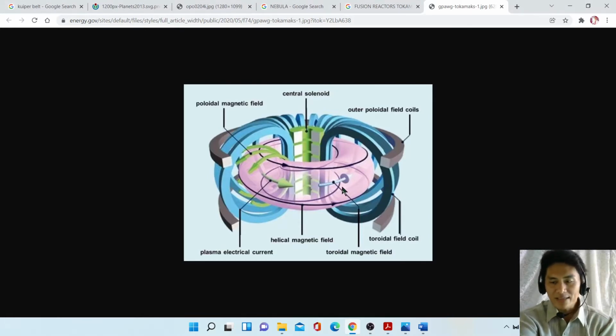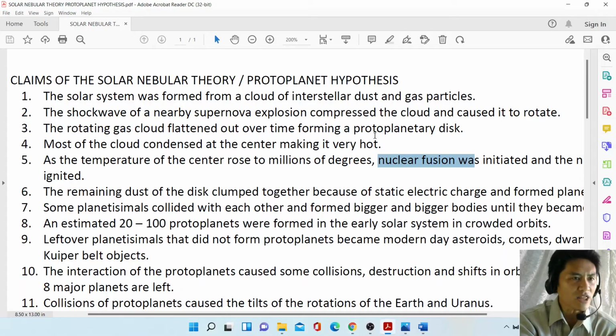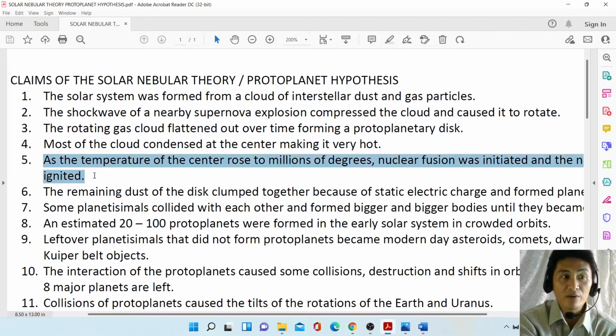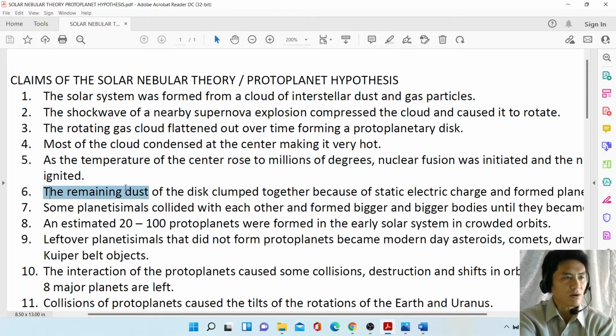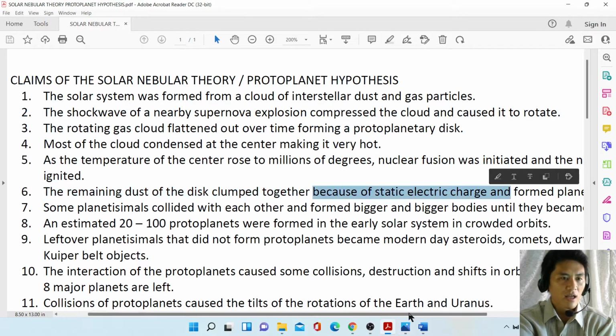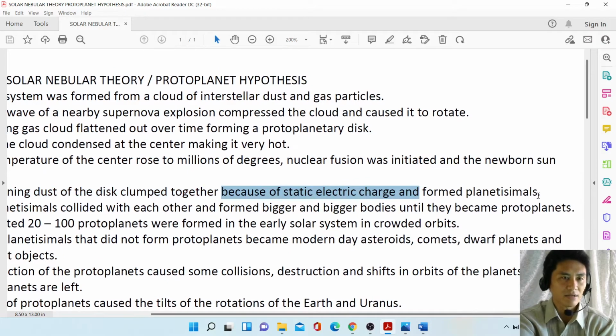But again, right now it's not feasible because the amount of energy that we input to these things is so large compared to the amount of energy that we can get out of it. But the point is that now takes care of the idea of how we create a star from a blob of nebula, from a blob of dust particles. Okay? And then 6, the remaining dust of the disk clump together because of static charge and form planetesimals.